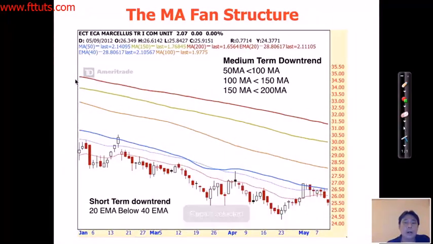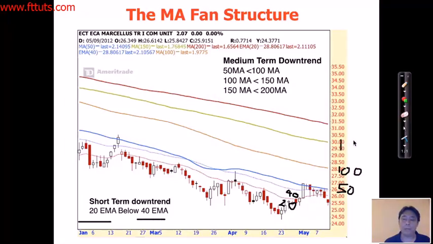Okay, this is a MA fan structure on a clear downtrend. So a reverse, right? In this case, what happens? The 20 EMA is below the 40, right? This red line is a 20 and it's below the 40 blue line. So it's a short-term downtrend. The 50 blue line is below the 100 and it's below the 150, it's below the 200. So this is a very clear downtrend. All trends going down. Best time to go short and ride that downtrend wave pattern.